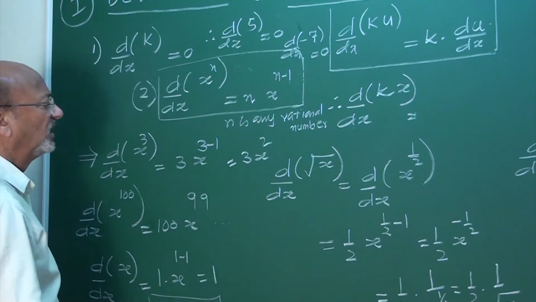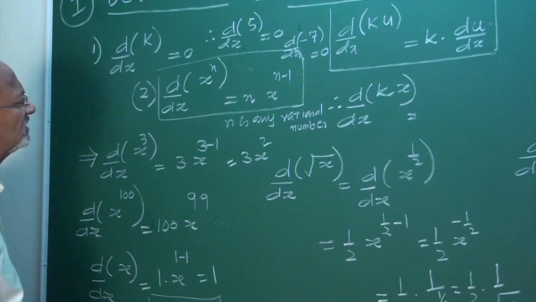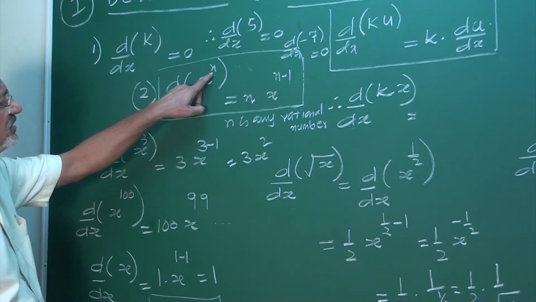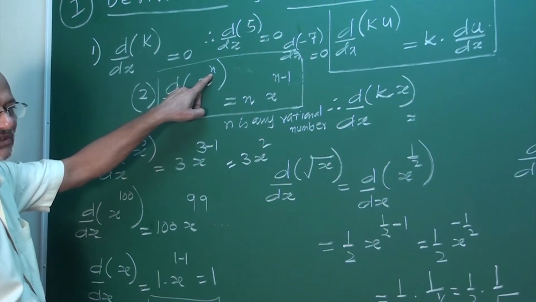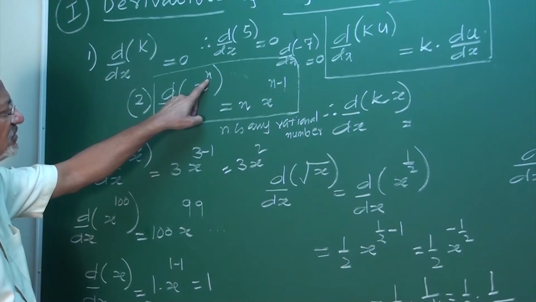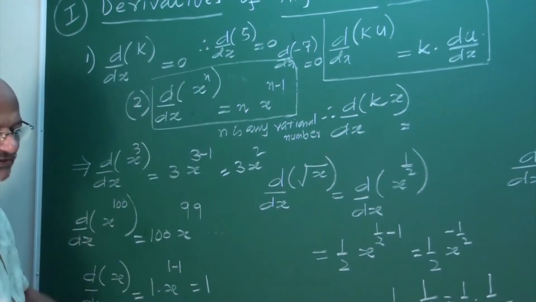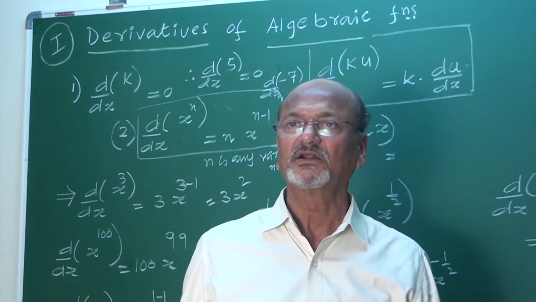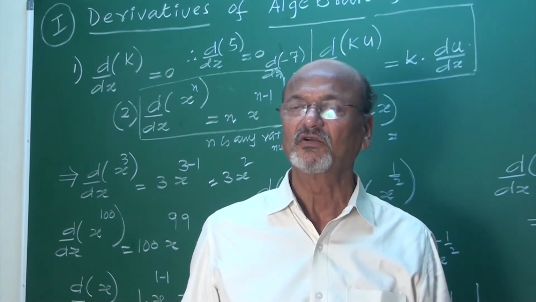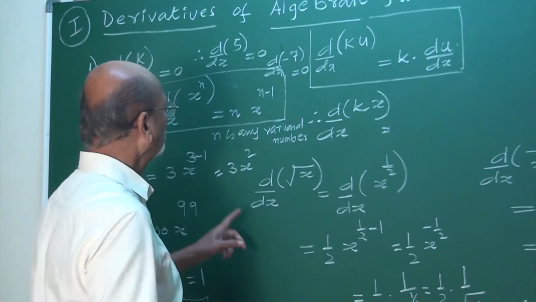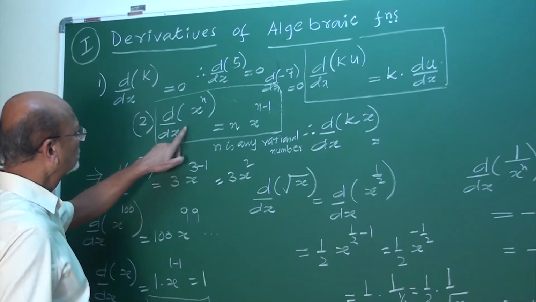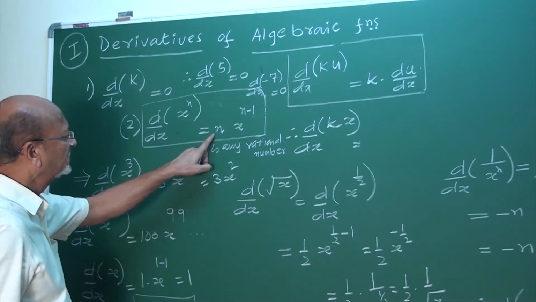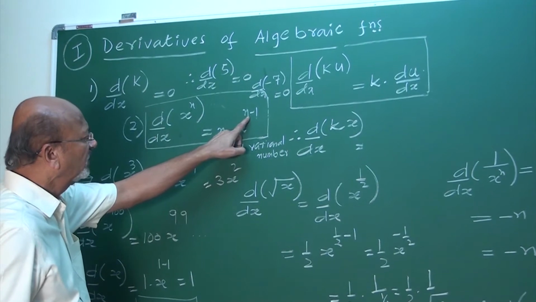Yes, my friends. N is a rational number means, then what is it? N is a positive integer, n is a negative integer, n is a fraction, p by q. So, for all varieties of n, my friends, where the power is positive, negative or fraction, what is the formula? That formula tells the derivative of x to the power n with respect to x is what? N as it is into x to the power n minus 1.